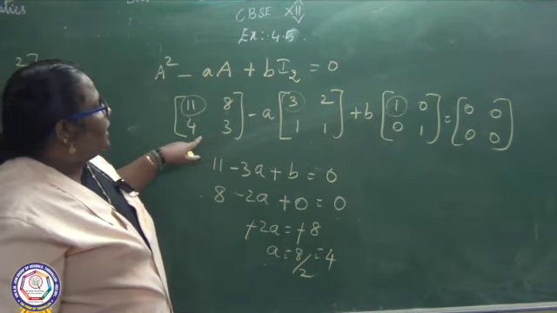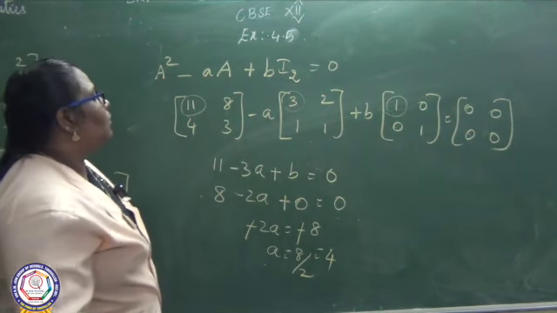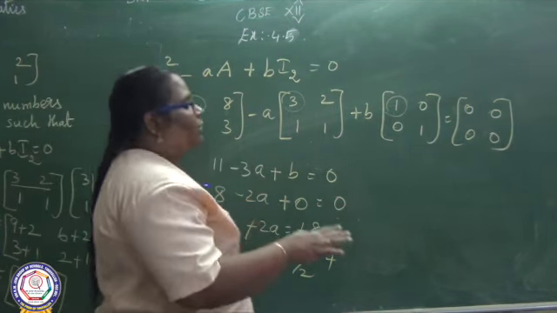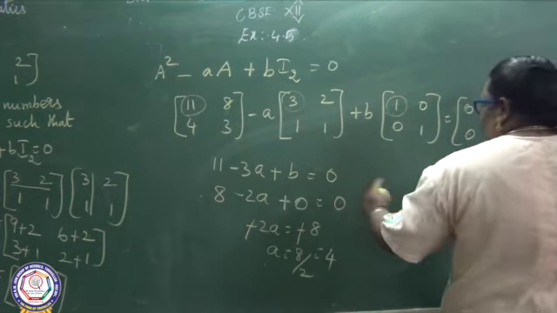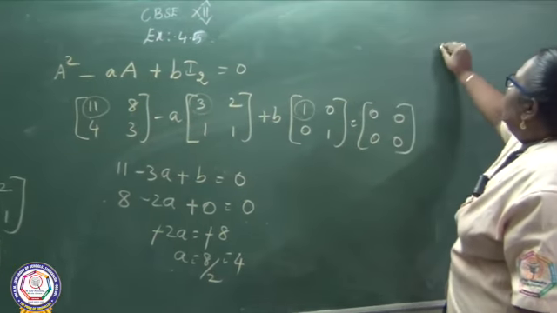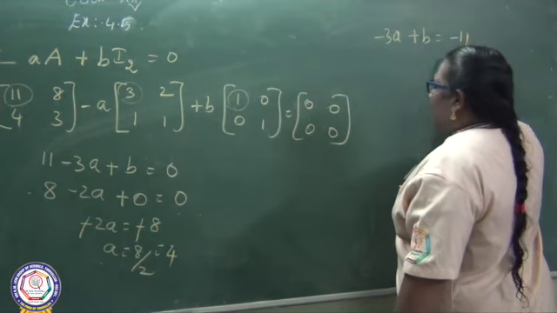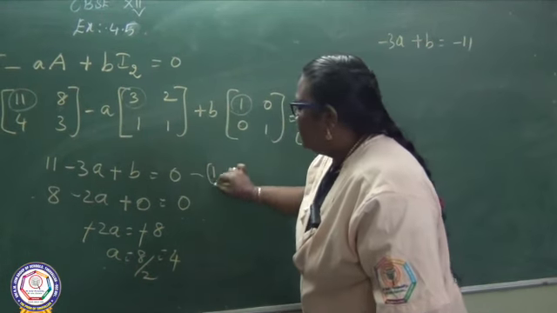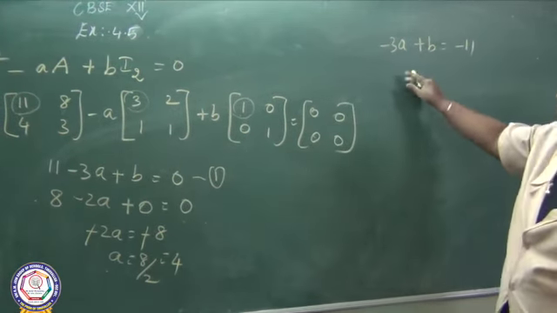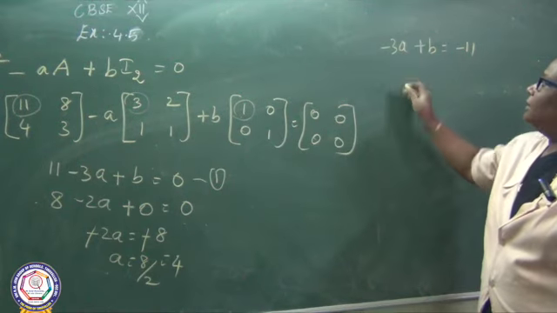Or otherwise, you can take the second row also. It's enough, no problem. See here. Second row also you can take, or you can move on to substitute the value. Minus 3A plus B equal to minus 11. I can take it as the first equation.